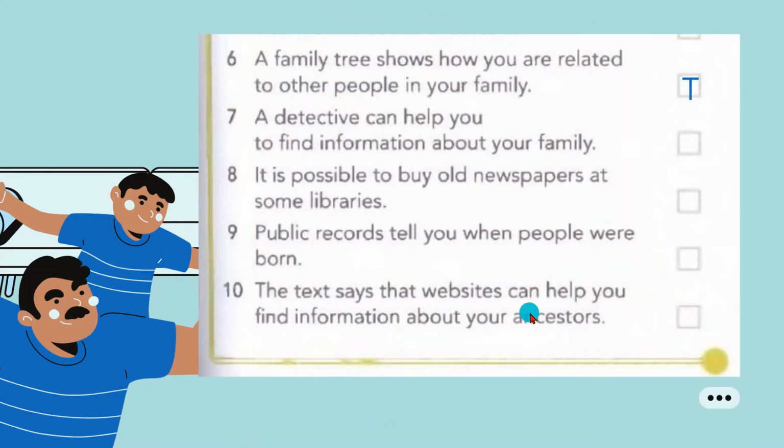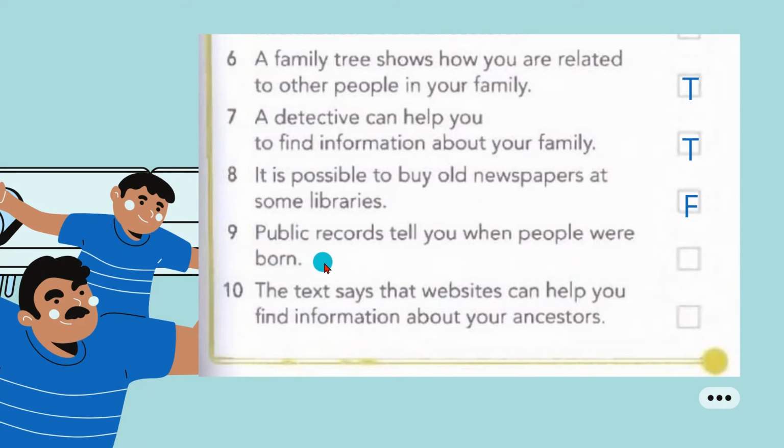Next. Number 6. A family tree shows how you are related to other people in your family. This is true. Number 7. A detective can help you to find information about your family. Well, yes, you can hire a detective. It's true. Number 8. It is possible to buy old newspapers at some libraries. As far as I know, libraries don't sell books. They don't sell newspapers. You can only borrow them, so it's false.